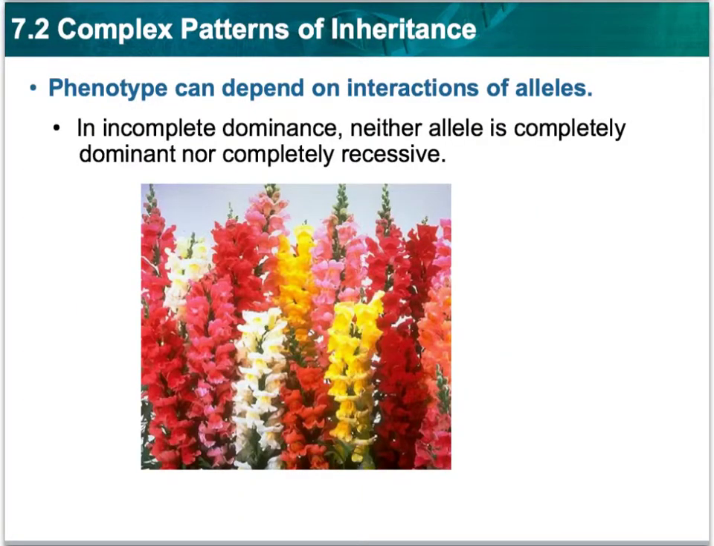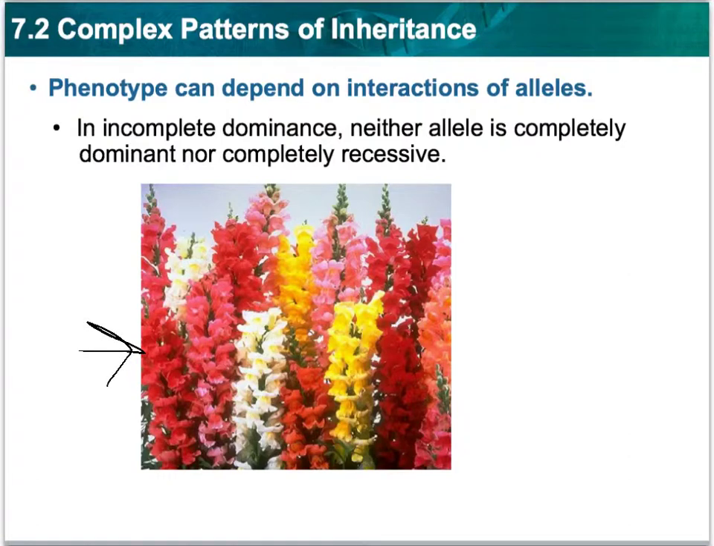So we're going to talk about incomplete dominance and codominance in this section. As you can see, incomplete dominance is a type of inheritance in which one allele for a specific trait is not completely dominant over the other allele. This results in a combined phenotype, which again is the physical appearance. For example, in the picture you guys see here, snapdragon plants.